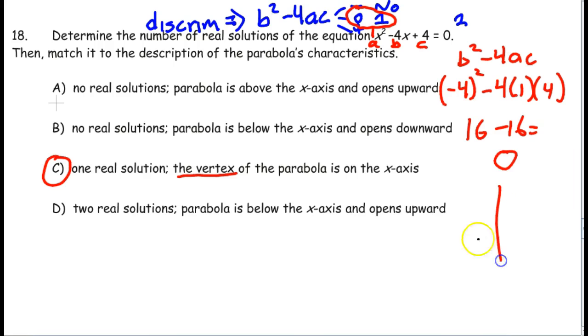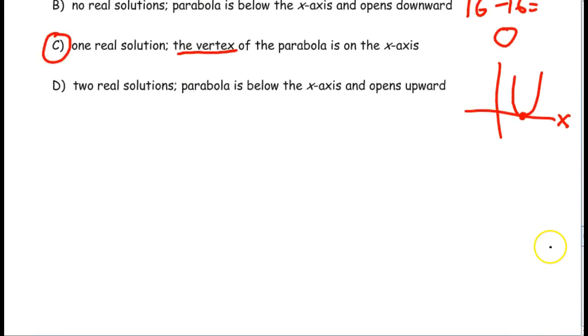And just to check that out why, you can see, yeah, if you have one solution, it's when the vertex is the only point crossing the x-axis. It's the only way to get one answer if it's the vertex that's touching the x-axis. Alright, and that looks like the end of the review.